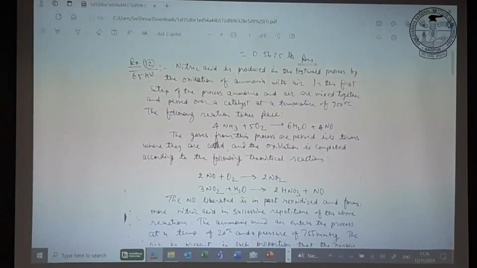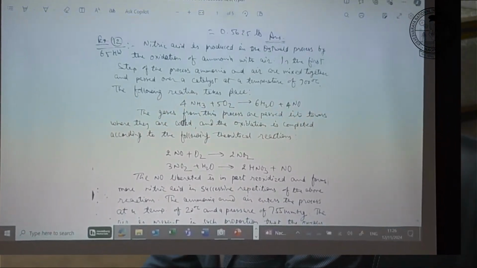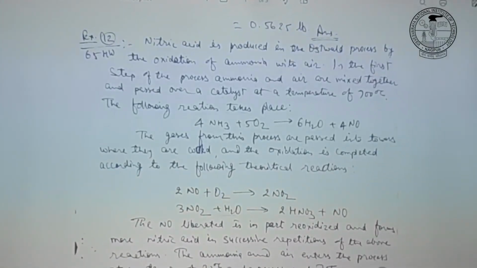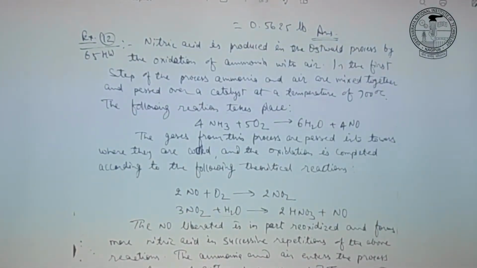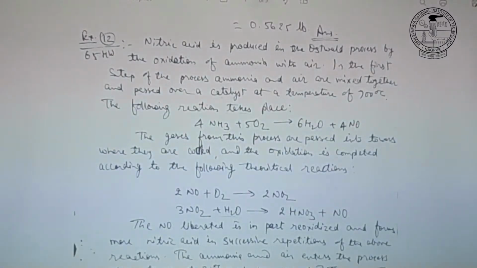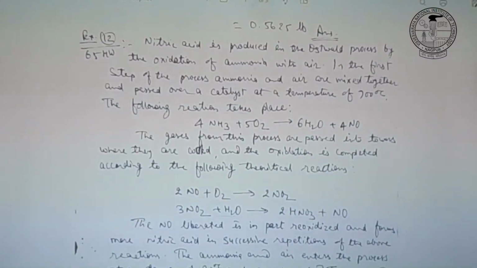of ammonia with air. That is what we already know. In the first step of the process, ammonia and air are mixed together and passed over a catalyst at a temperature of 700 degrees centigrade. The following reaction takes place: 4 moles of ammonia reacts with 5 moles of oxygen, and we get 6 moles of water and 4 moles of NO. This is the reaction which takes place over the catalyst, right?